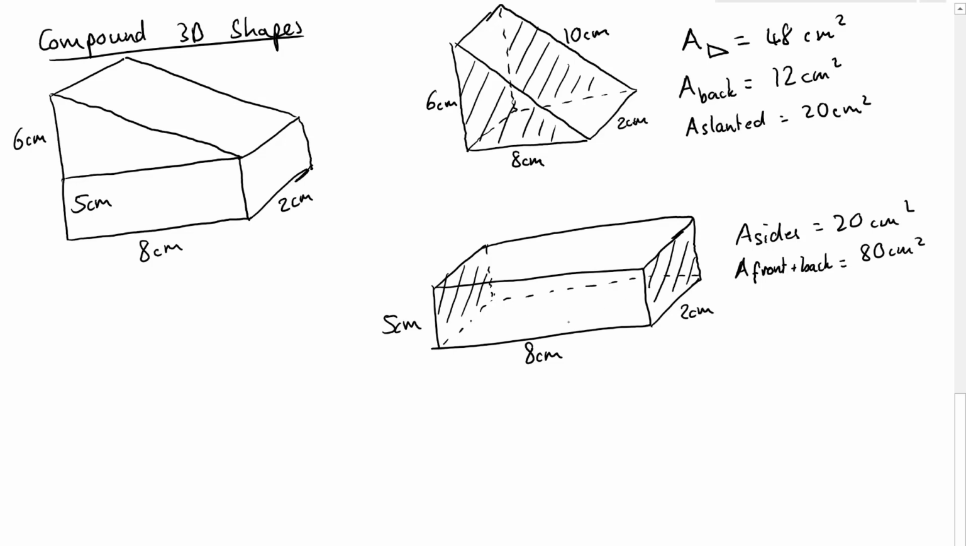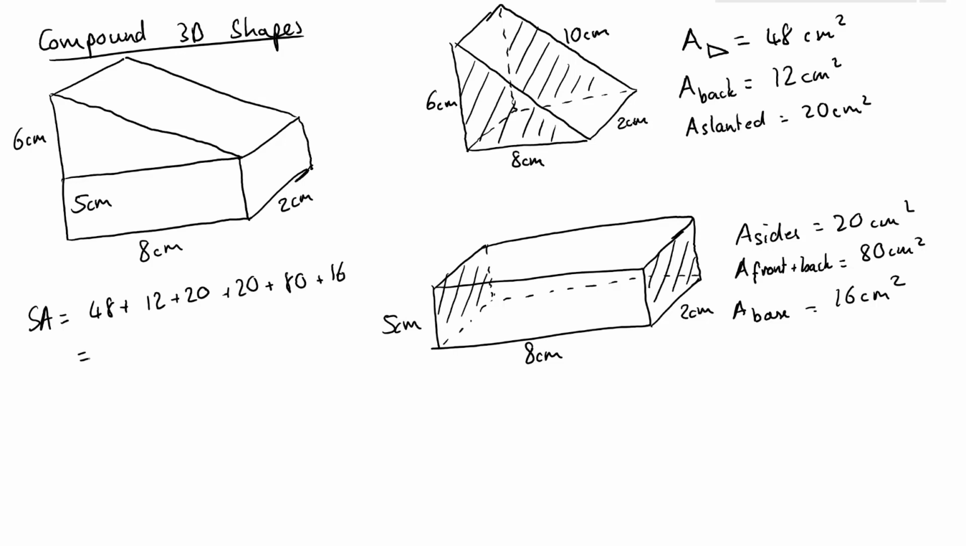And the area of the base, the bottom of this, is 8 by 2, which is just 16 centimeters squared. And then to get the total surface area is going to be the sum of all of these areas, so it's 48 plus 12 plus 20 plus 20 plus 80 plus 16. And when we work out what that is, it gives you 196 centimeters squared.